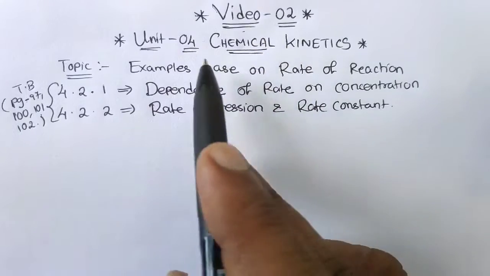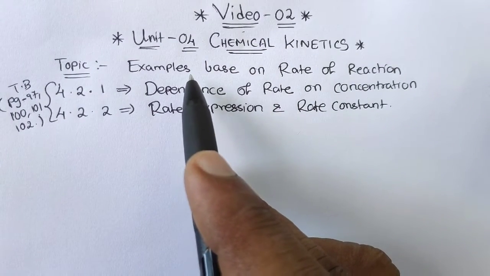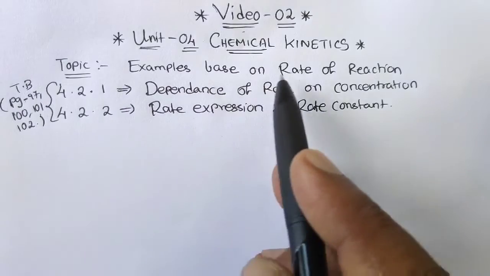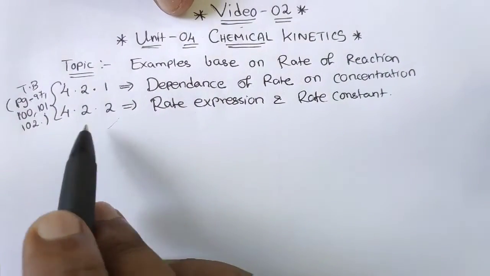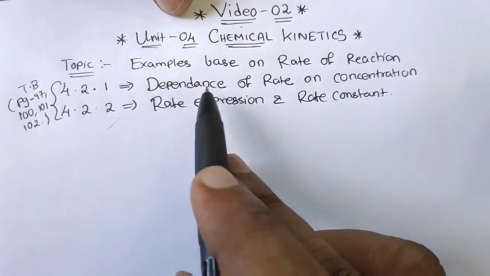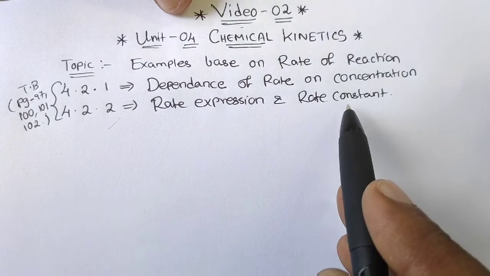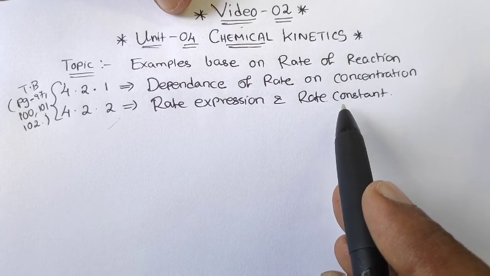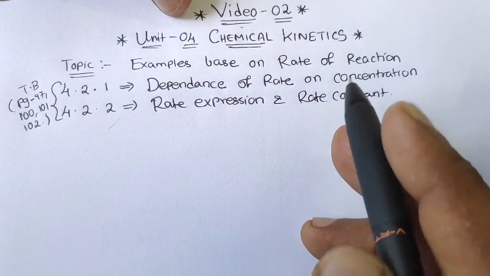Today in video 2, unit 4 chemical kinetics, we are going to discuss the topics I mentioned in the first video: examples based on rate of reaction, then textbook pages 97, 100, 101, 102. Dependence of rate on concentration is one topic, and rate expression and rate constant is another. So first we'll start with the examples on rate of reaction.